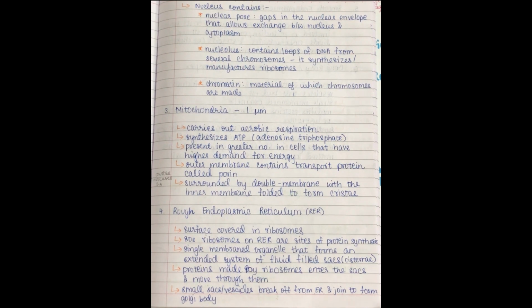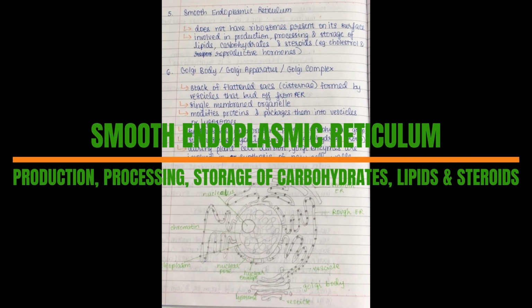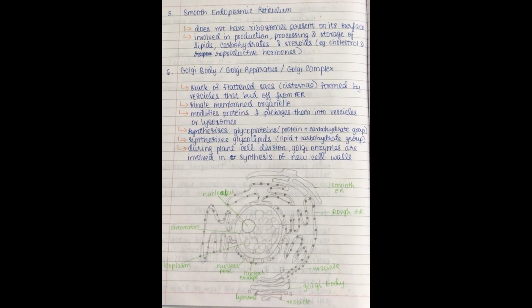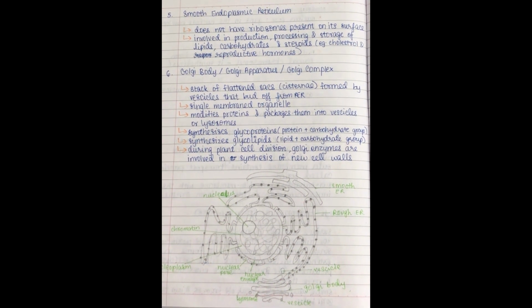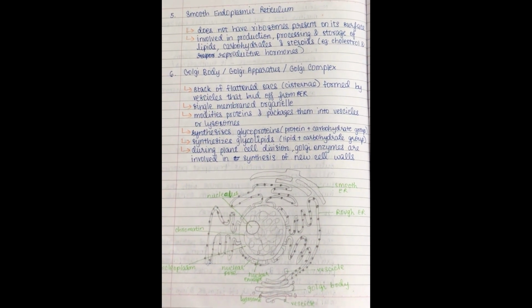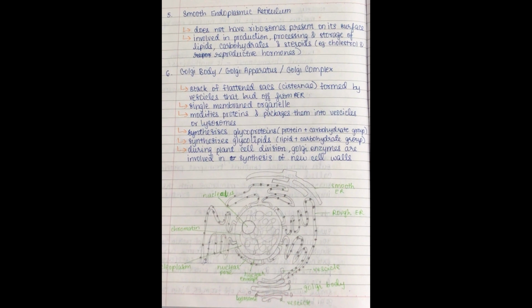The smooth endoplasmic reticulum, as the name suggests, is smooth, which means that it does not have ribosomes present on its surface like the RER. The smooth endoplasmic reticulum is involved in the production, processing and storage of lipids, carbohydrates and steroids, which includes cholesterol and reproductive hormones, for example.